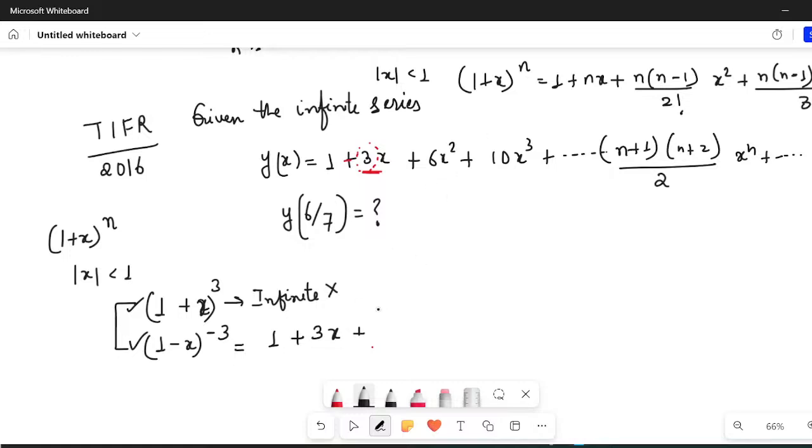I'm just confirming it. So the second term would be minus 3 into minus 3 minus 1, that is minus 4. Minus 3 into minus 4 would be plus 12 divided by 2, 6. So you'll get 6x square, and all the higher order terms you'll get. I'm leaving it to you as an exercise. I hope you'll do it. I think it is quite easy to see that all the higher order terms you can get. This is the general term which has been written, so don't get confused.